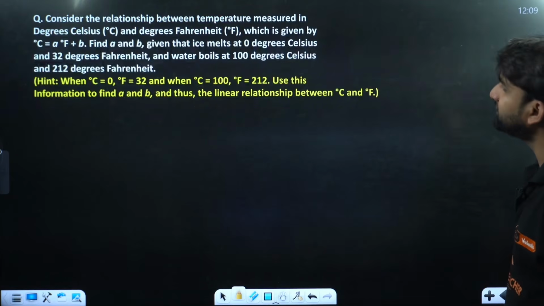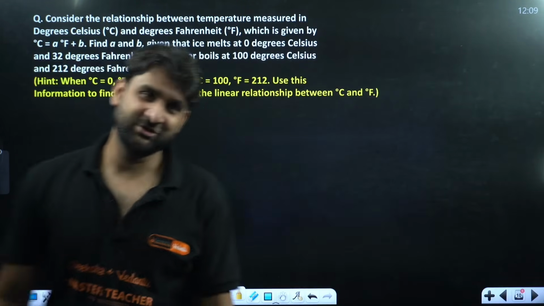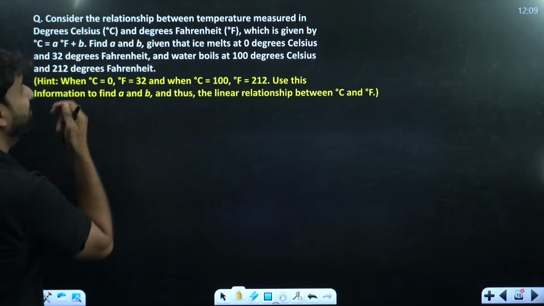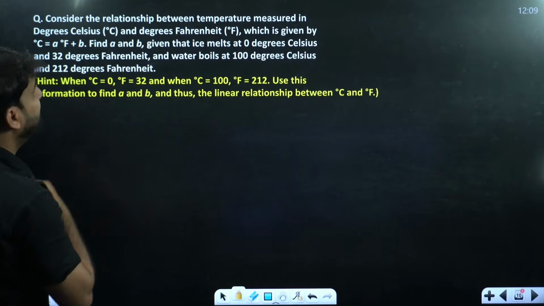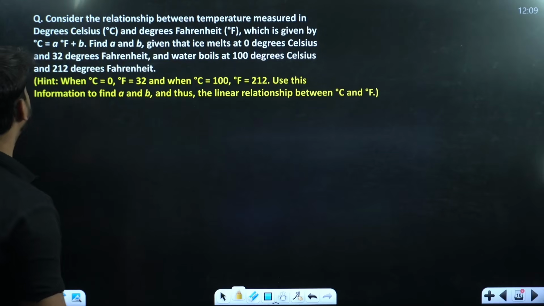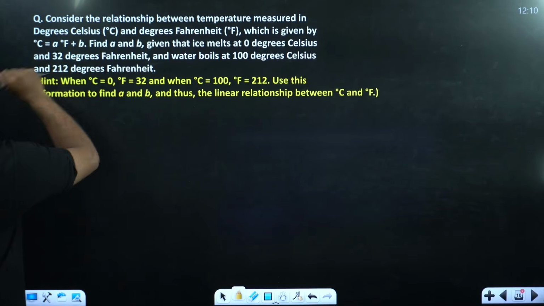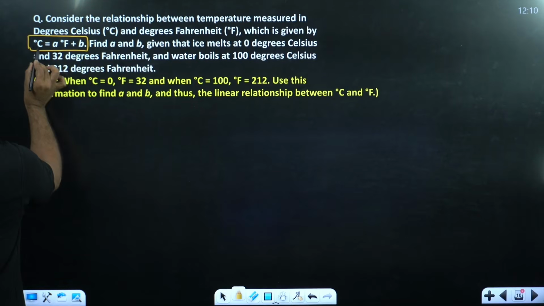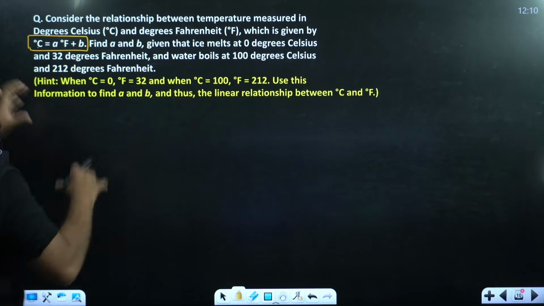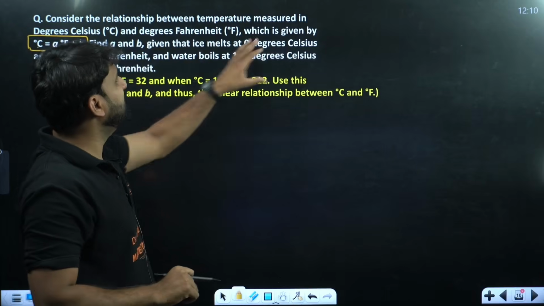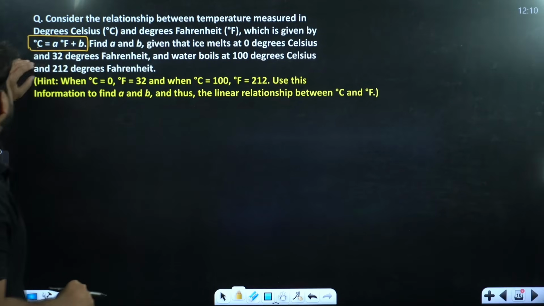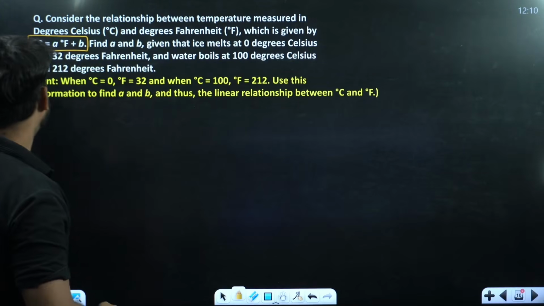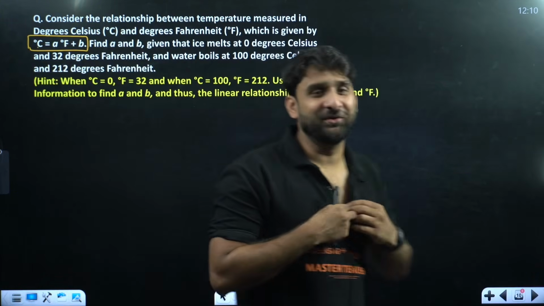Moving to next. Question again from your textbook. Consider the relationship between temperature measured in degree Celsius and degree Fahrenheit, which is given by degree C is equal to A degree F plus B. Perfect. So we have one equation given here. This is degree centigrade, this is degree Fahrenheit. Find A and B, given that ice melts at 0 degree Celsius and 32 degree Fahrenheit, and water boils at 100 degree Celsius and 212 degree Fahrenheit. Very good question, by the way.